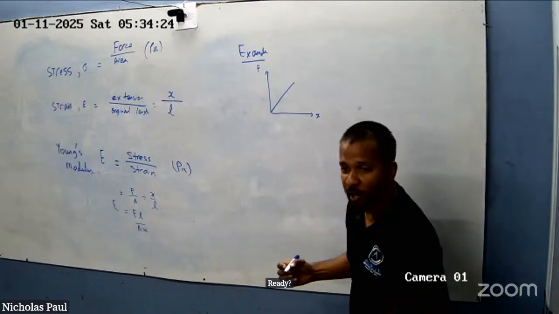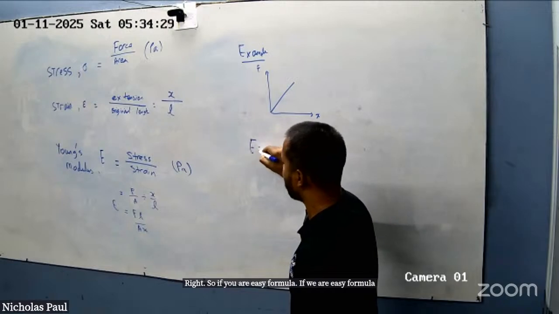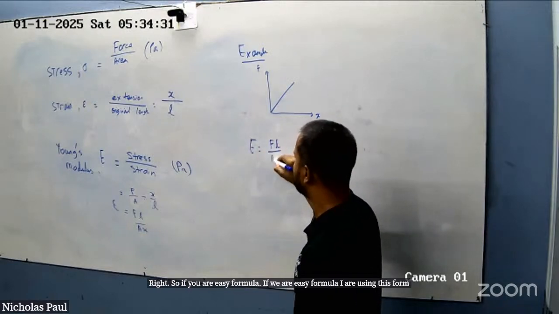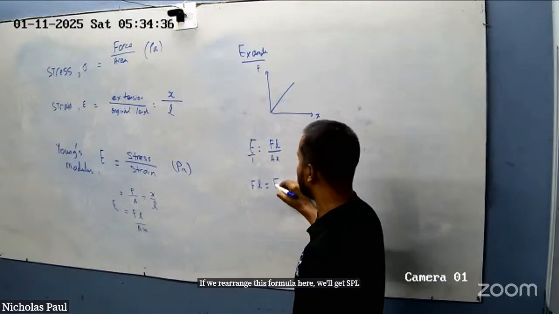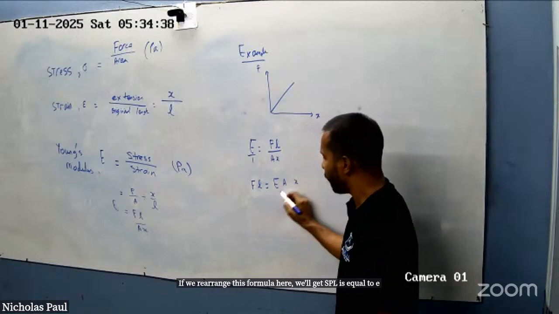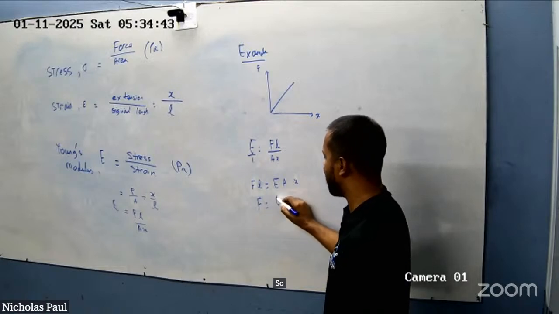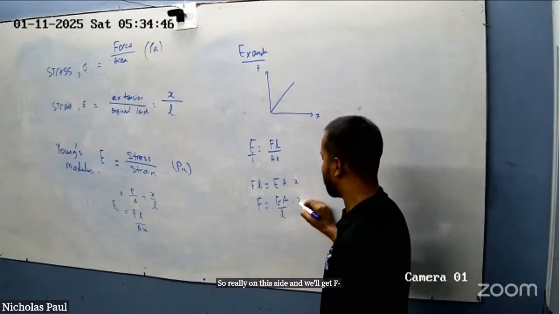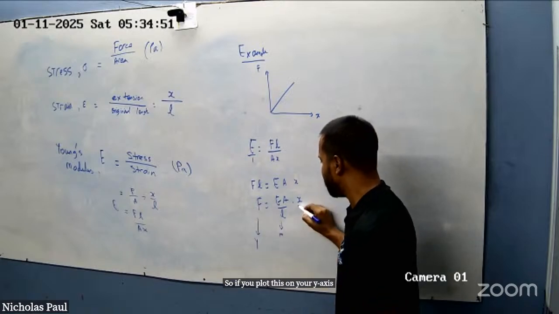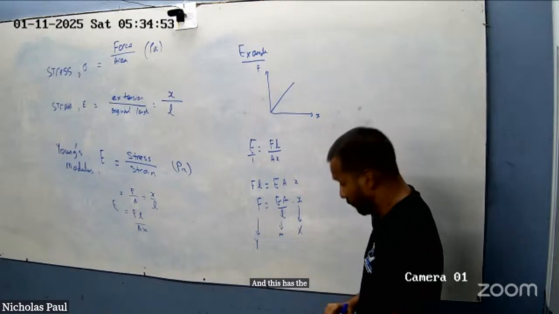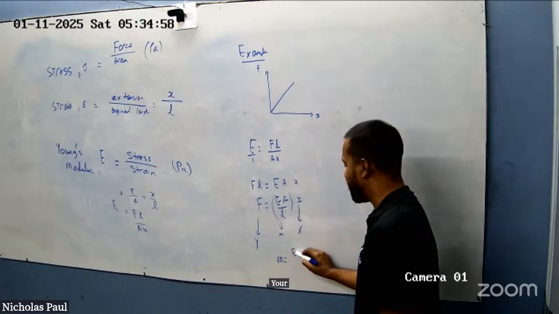Right, so if we rearrange this formula here, we'll get FL equals EAX. Bring the L to this side and we'll get F equals EA over L times X. So if you plot F on your y-axis and X on the x-axis, then your gradient is equal to EA over L.